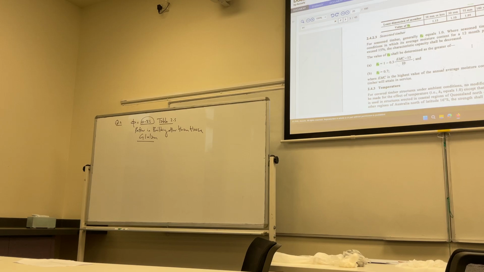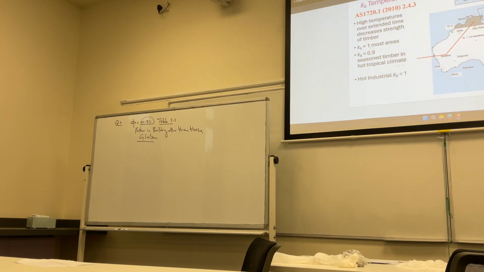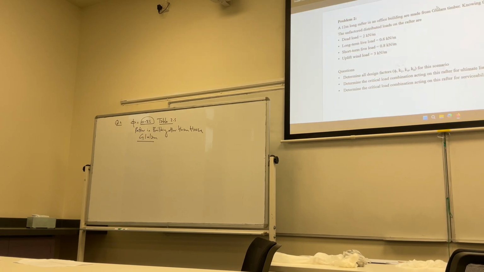Okay, makes sense. The same thing last week. Roger that, mate. For K6, how much is K6? K6 is 1, because it does not say Darwin, right? So not in Darwin, so K6 is 1. Yeah.